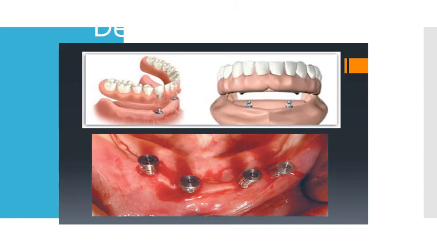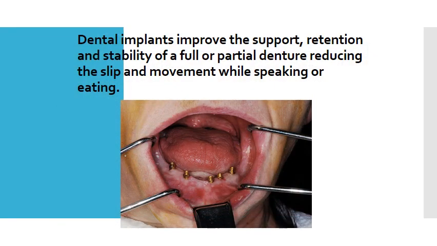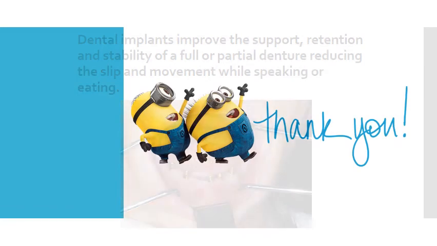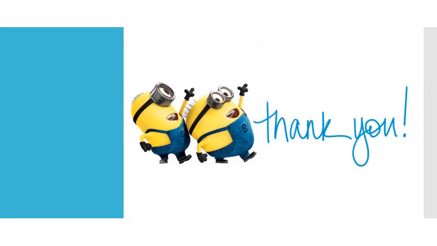to support the prosthesis. They call it an implant supported prosthesis, made by using a dental implant. A dental implant improves support, retention, and stability of full and partial dentures, reducing the slip movement while speaking. And thank you for your kind attention.